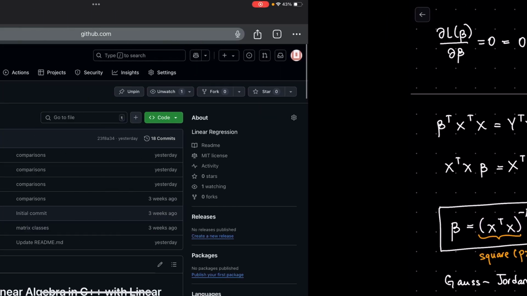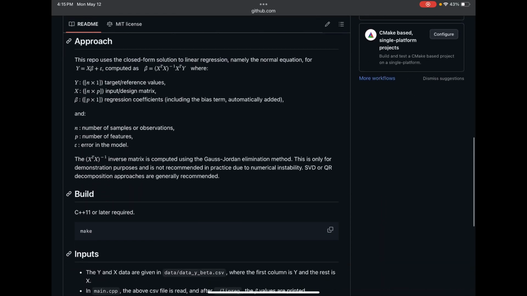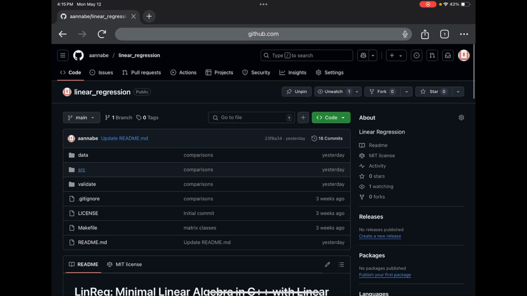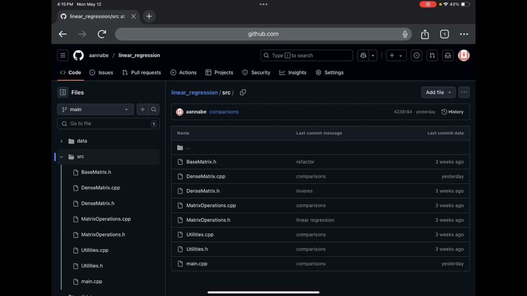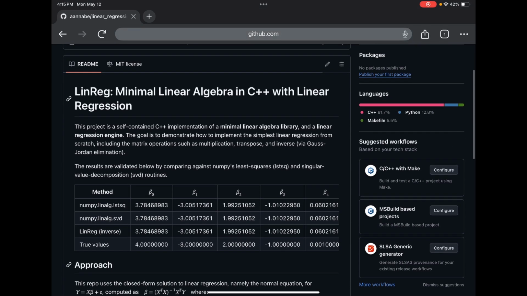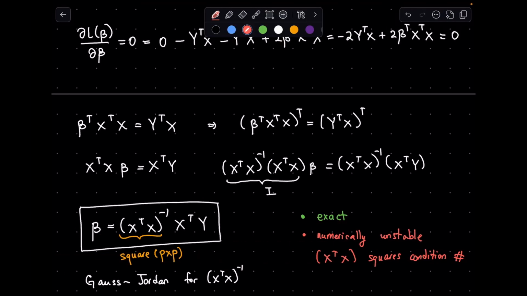To demonstrate that, I have provided a GitHub link in the description below if you'd like to see a from-scratch implementation of this in C++, including matrix element getters and setters, matrix multiplication, transpose, and inverse using Gauss-Jordan method. Basically, this mini project is a minimal linear algebra package with a working linear least squares regression.